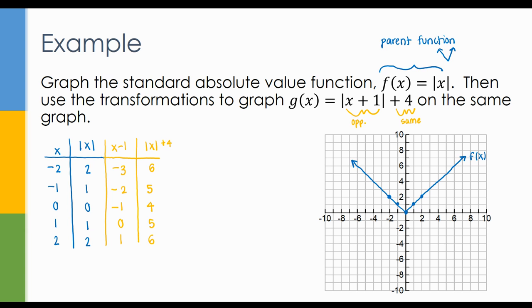So the ordered pairs that we're plotting for my new g of x function are -3, 6, -2, 5, -1, 4, 0, 5, 1, 6. And then I can connect those. And I'm going to label g of x. So once again, from your original points, we had to go 1 to the left and 4 up, and that's how we got the ordered pairs that we got.